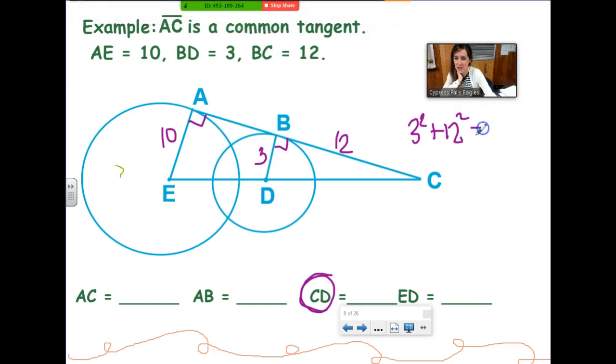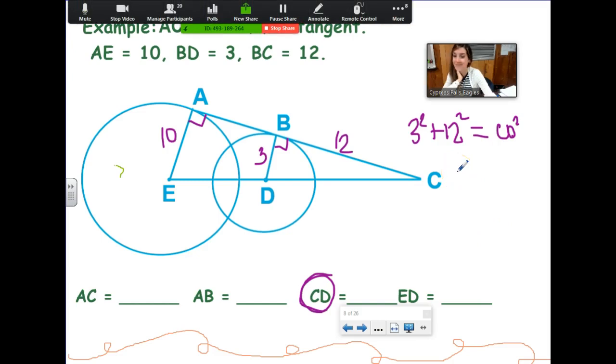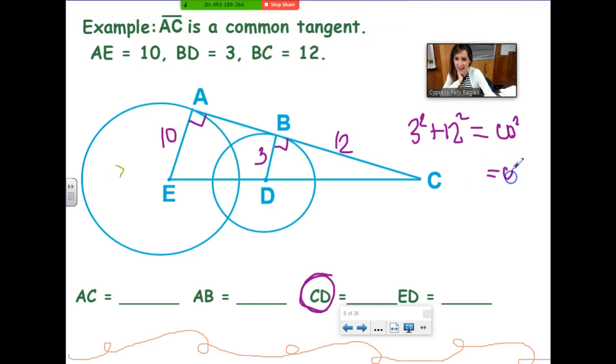3 squared plus 12 squared equals C squared. Awesome. You can use any variable over here. You can even put CD squared. Awesome. What is 3 squared plus 12 squared, everybody? What is it? Use your mic. 153. All right.